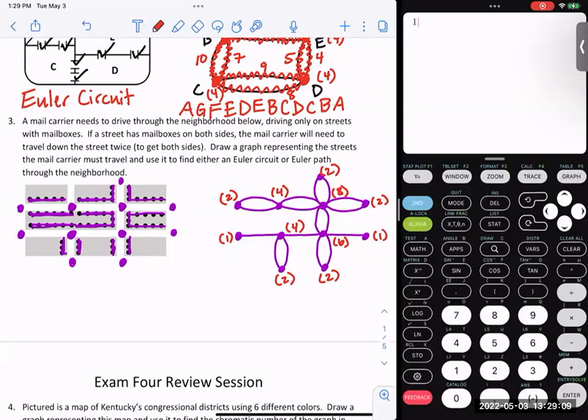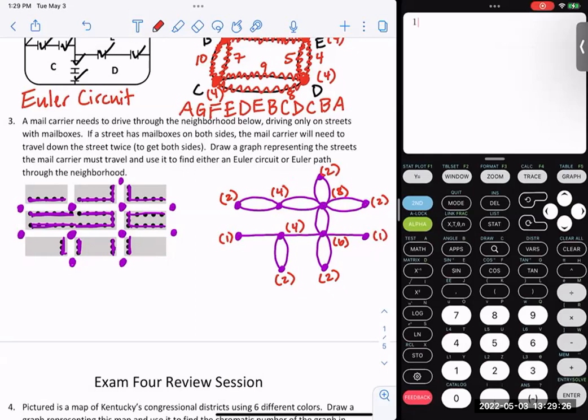If you have exactly 2 that are odd, you have an Euler path. An Euler path is the same idea. You're traveling every edge exactly once, except with an Euler path, you don't get to finish back where you started. And then if you have any more than 2 odd vertices, that's when it's neither, right?